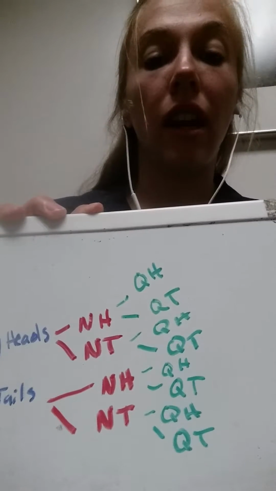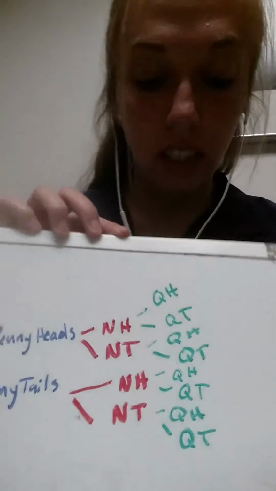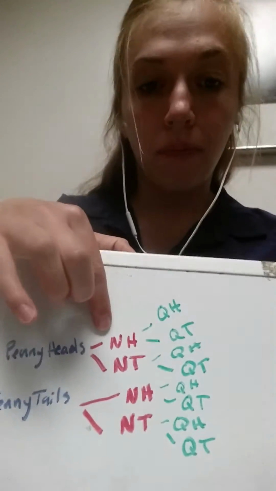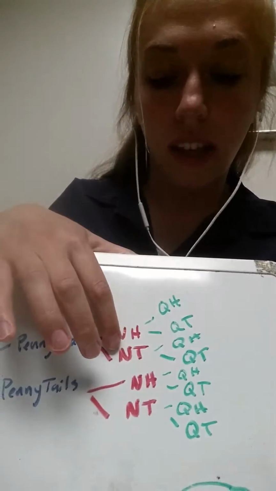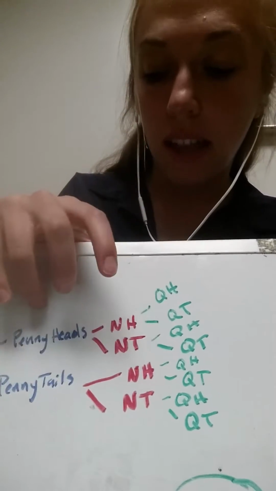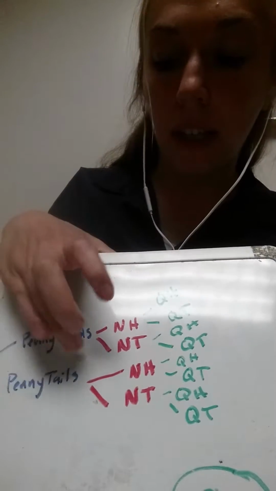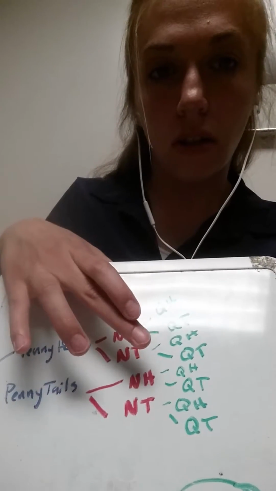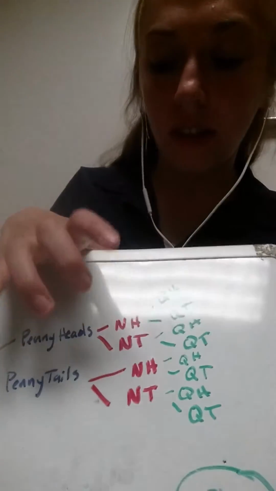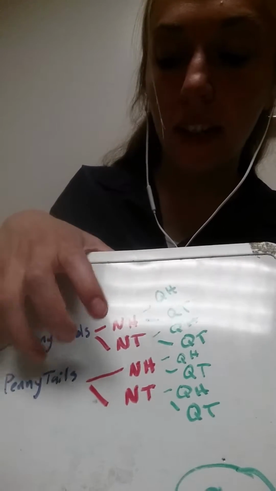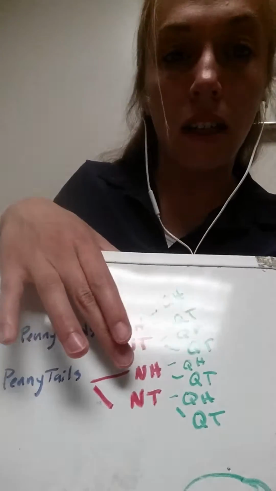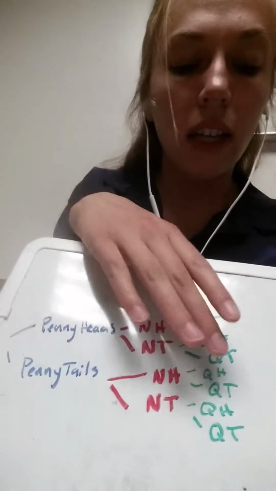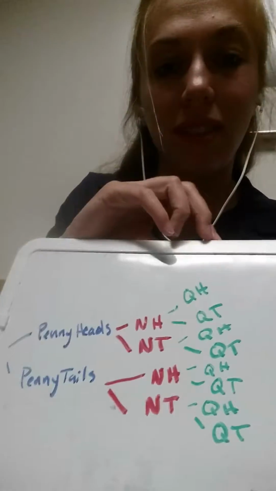So a quarter head or a tail with the nickel's heads up, quarter head or tail with the nickel tails, and the penny's heads up. Or if I have a penny tail with the nickel head, I can get quarter heads, or quarter tails. And if I have penny's tails up and a nickel's tails up, I can get a quarter head or a quarter tail.